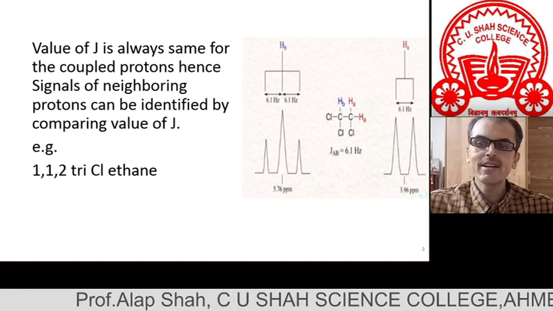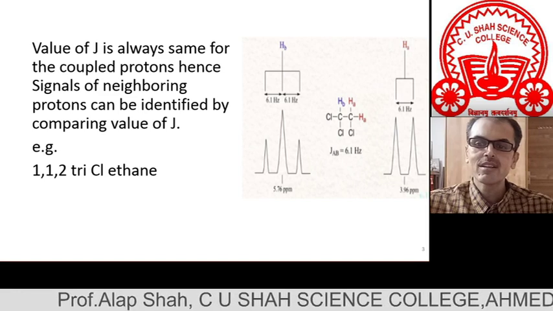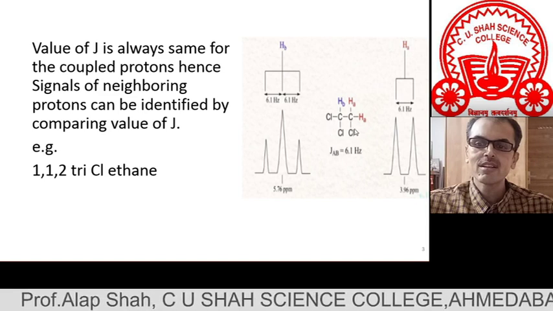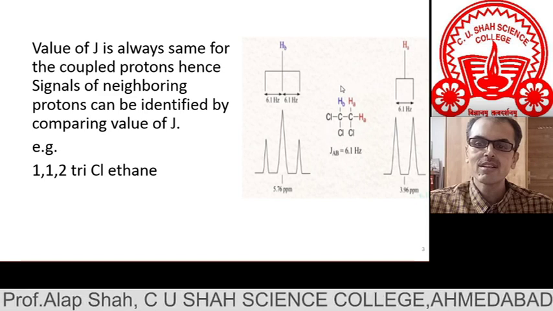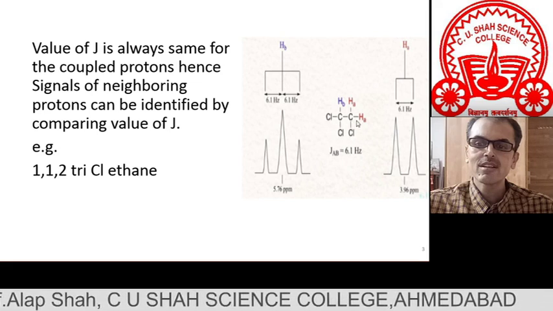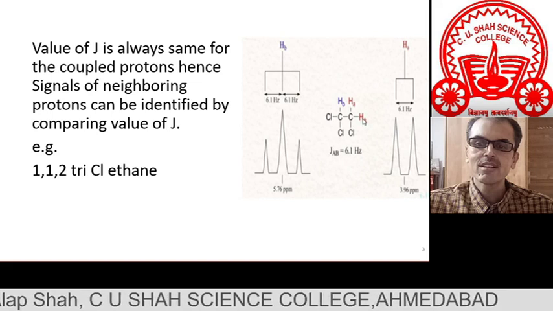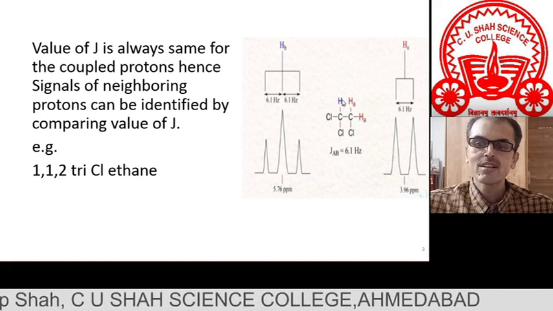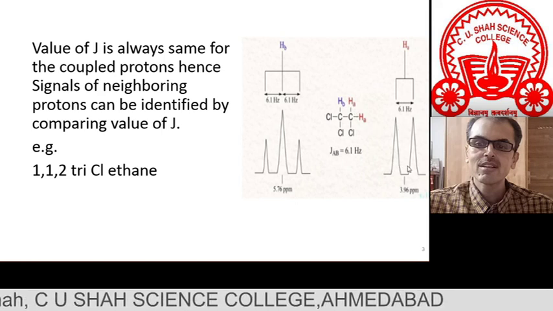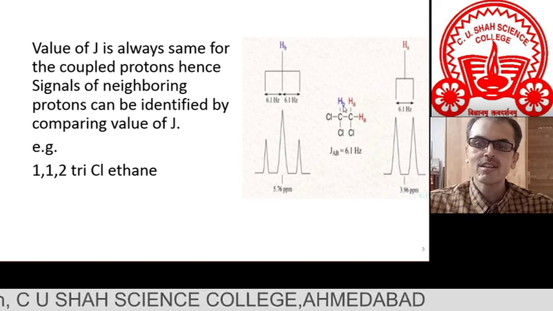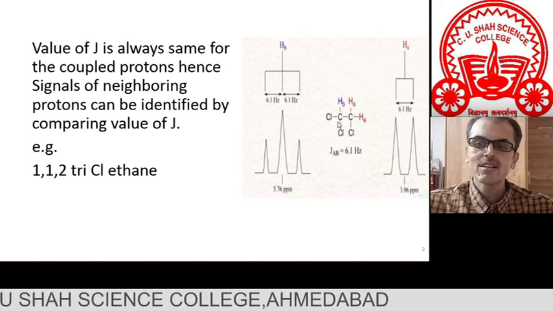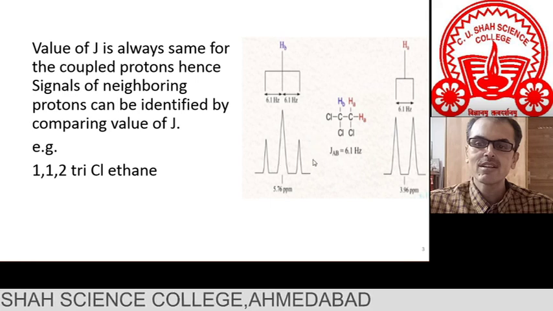Now in this slide, you can see that the example taken is 1,1,2-trichloroethane. First let us observe this molecule carefully. It is a 1,1,2-trichloro and there are two carbons, so ethane. Now proton A has only one neighboring proton, so there would be a doublet for proton A. Proton B, which is shown in blue, has two neighboring protons, so as per the n plus 1 rule, its signal would split into a triplet.